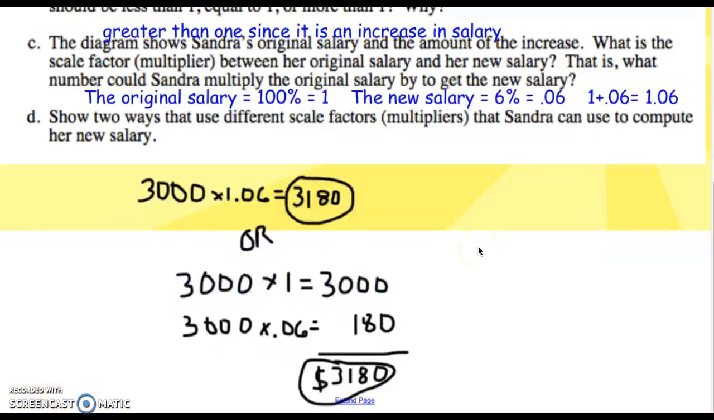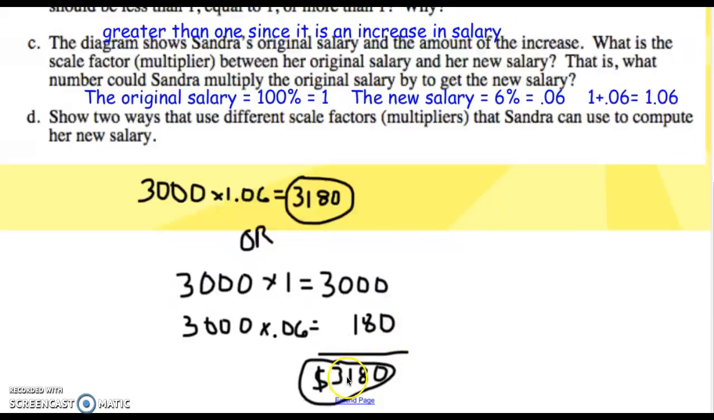Hopefully you have something similar to mine. Here are my 2 different ways that I found Sandra's new salary. So the first thing I did was I took 3,000 times 1.06, so that's 100% plus the 6% raise, and I got $3,180. The other way I chose to do it was 3,000 times 1, so that's 100% of her original salary is 3,000, and then I took 3,000 times 0.06, so that's 6% of her original salary, so that's a 6% raise, and that equals $180.